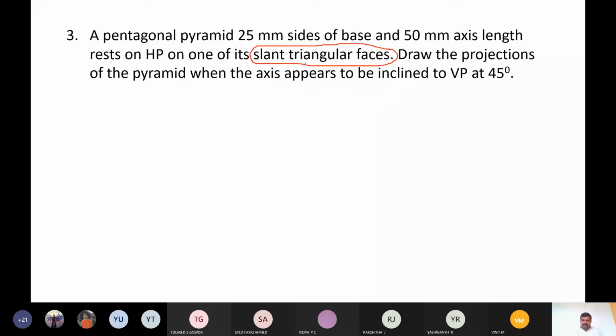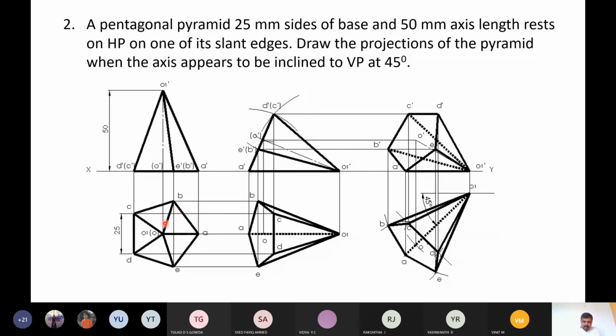That means it is resting on a slant face. A slant face consists of 3 points. So that means ABO1 is one slant face, BCO1 the second slant face, CDO1 the third slant face, DEO1 another slant face, and EAO1 is another slant face. These are triangular in shape. So they are the slant faces.